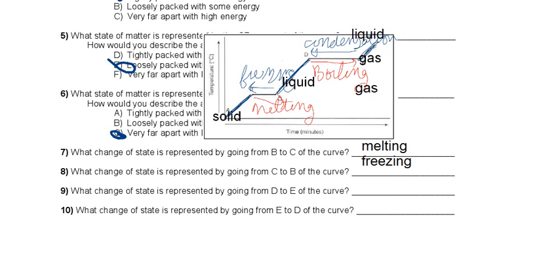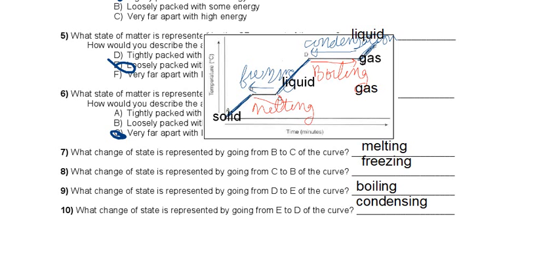If we are reading it from D to E, that is boiling. It's also vaporizing and evaporation. And then from E to D is condensing. That's it for the front.